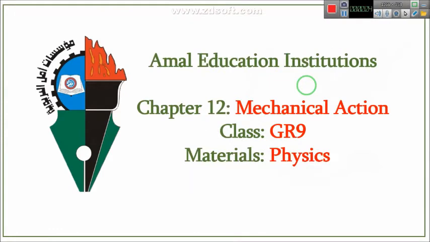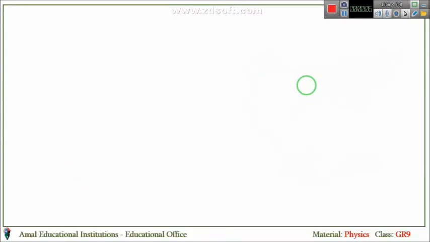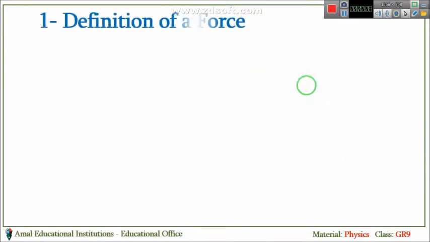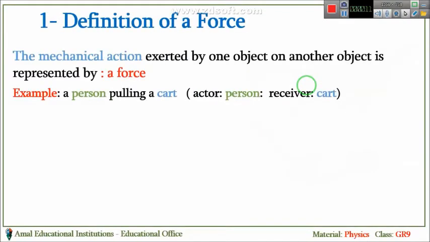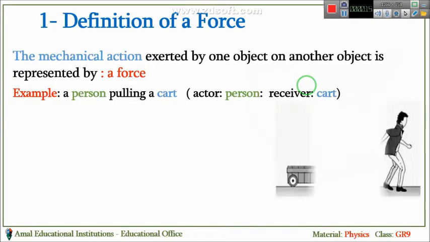Today we will start our new chapter about mechanical actions. First of all, we will start with the definition of a force. The mechanical action exerted by an object on another object is represented by a force.